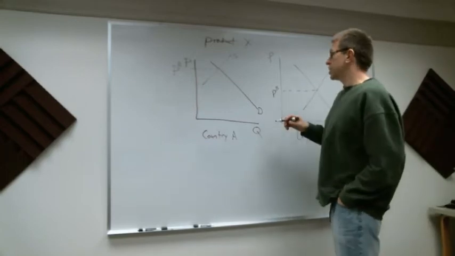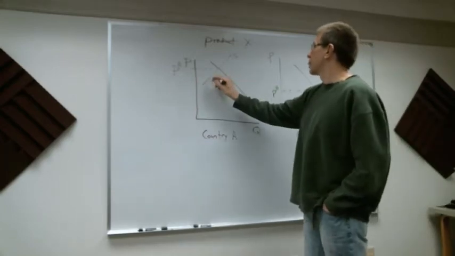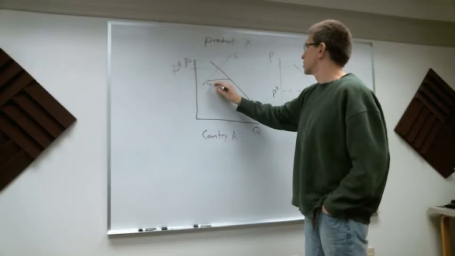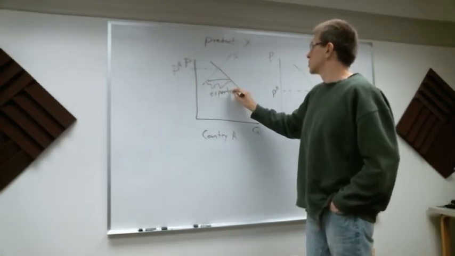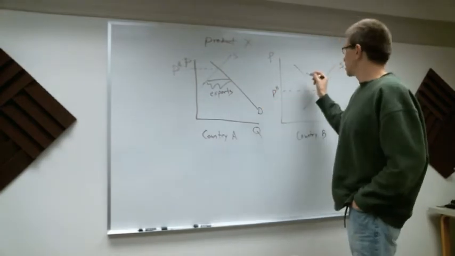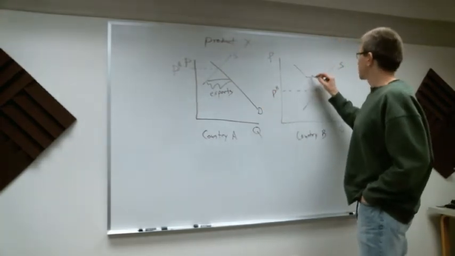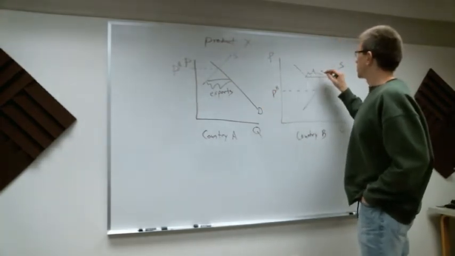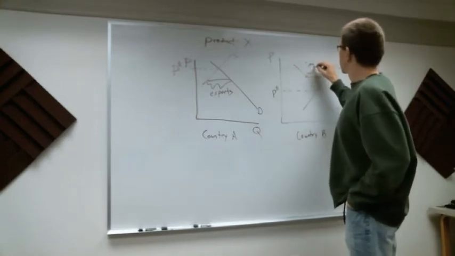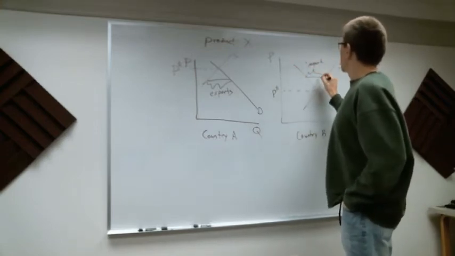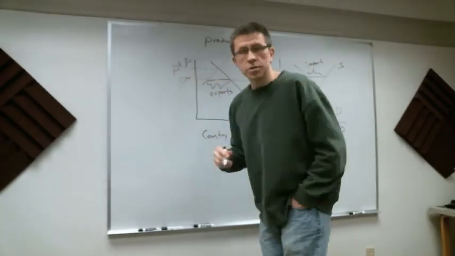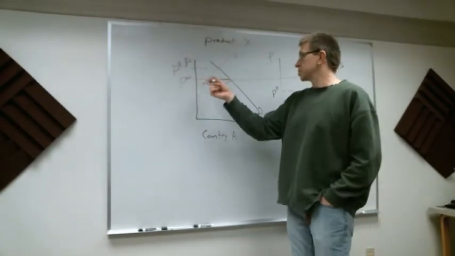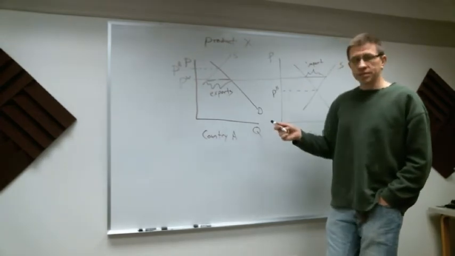With international trade, you're going to see country B exporting to country A, who will import. And what price will this occur at? This will occur at what we call the world price. One price for the world.